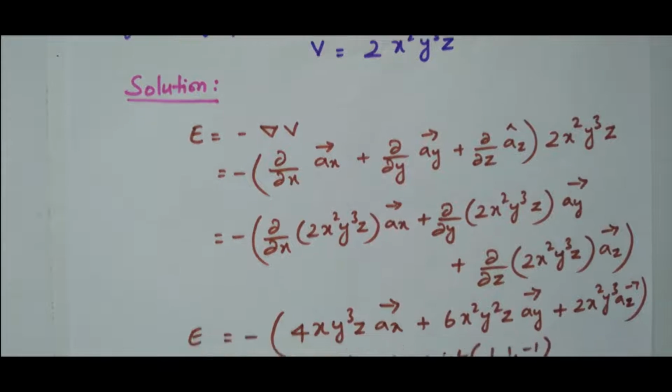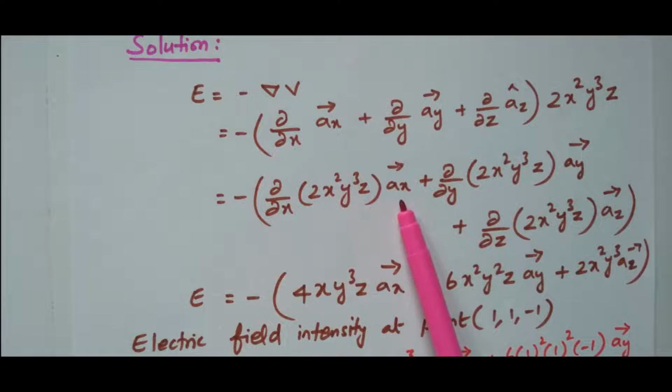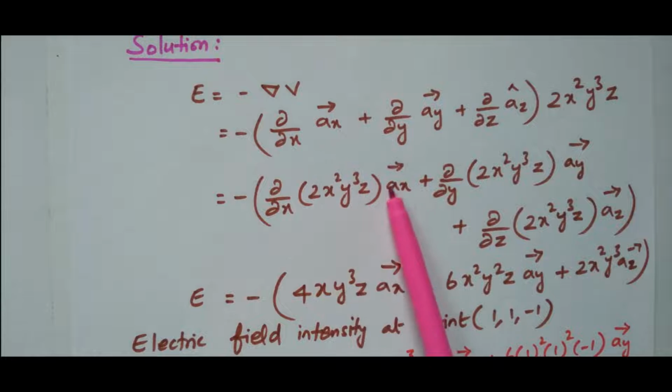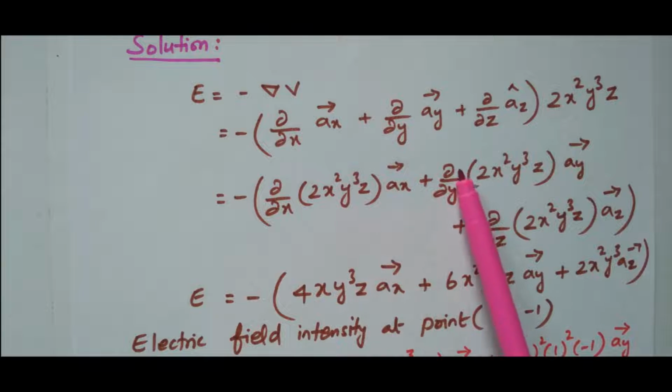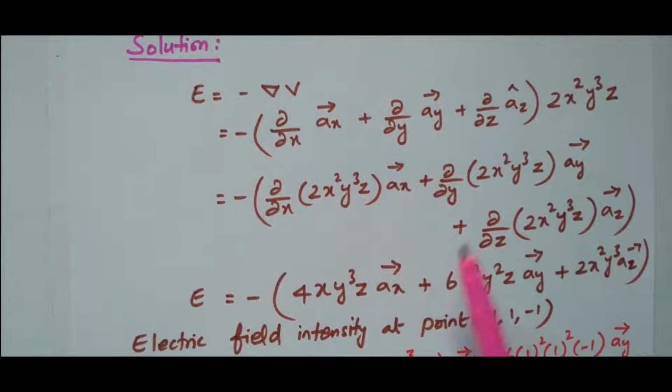Now multiply this value: dou by dou x of 2x square y cube z into ax vector, dou by dou y of 2x square y cube z into ay vector, and dou by dou z of 2x square y cube z into az vector. So what is the meaning? This one we need to differentiate with respect to x. The remaining terms are constant, y and z are constant. What is the meaning of dou by dou y? We have to differentiate with respect to y, x and z are constant. Dou by dou z means we need to differentiate with respect to z, x and y are constant.